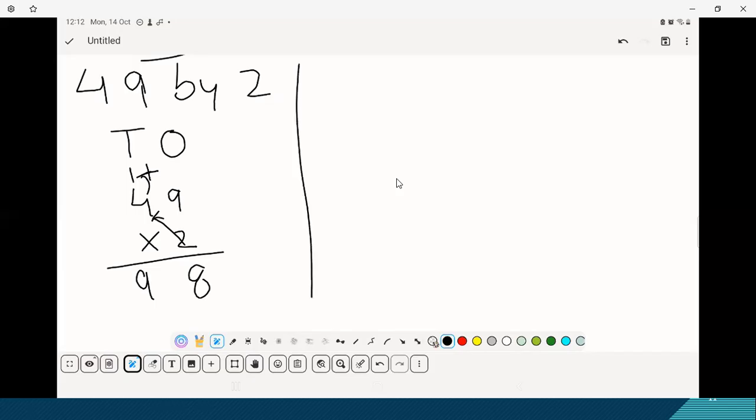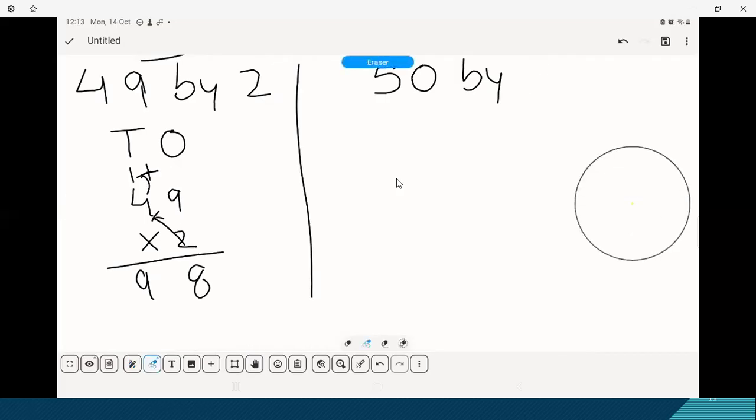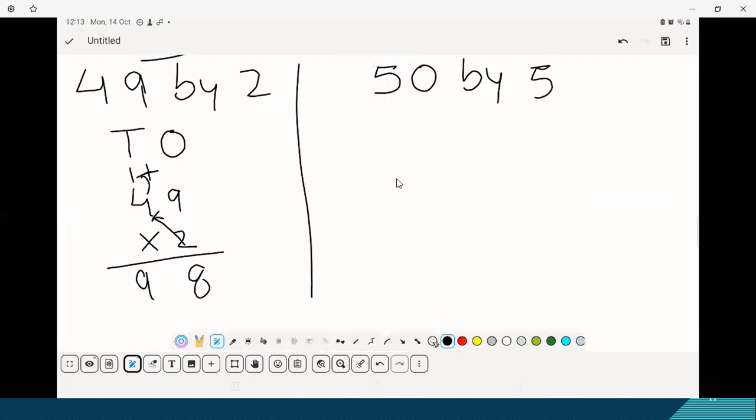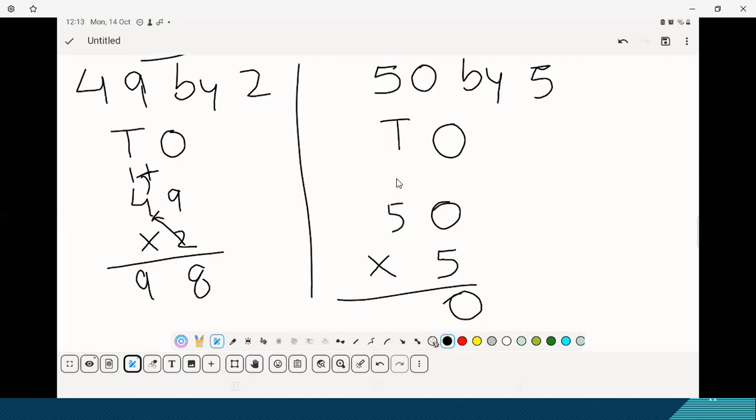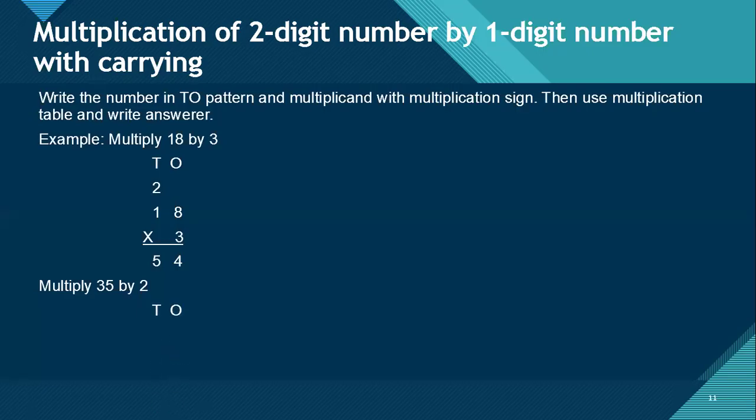Now take one more example. Let's say we have 50 multiplied by 5. Take some new numbers. We have to write the number in TO pattern, that is 50 multiplied by 5. So 5 multiplied by 0 is 0, and then 5 multiplied by 5 by the table is 25. So 250 will be the answer. Okay, let's quickly move to the slide. 35 multiplied by 2 is 70, as we had seen in the example.